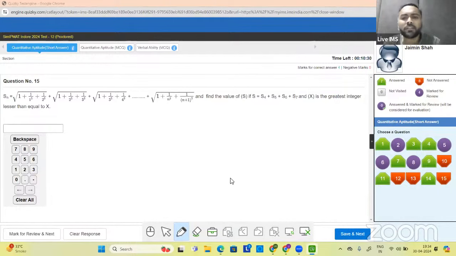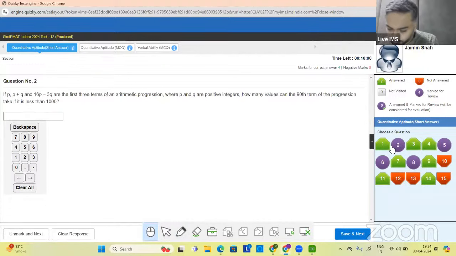Find the value of S if S4, S5, S6, S7 is the greatest integer less than or equal to X. S4 क्या होगा? अच्छा तो it will go on to 1 plus, अच्छा 4 square तक जाएगा. ठीक है. ठीक है. Let me go through some question which I have already marked for review.